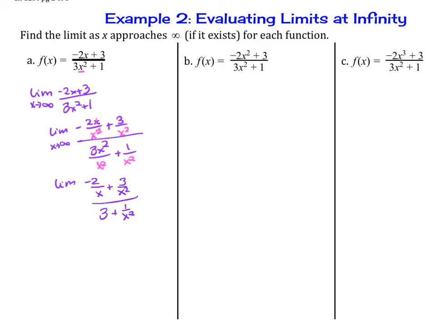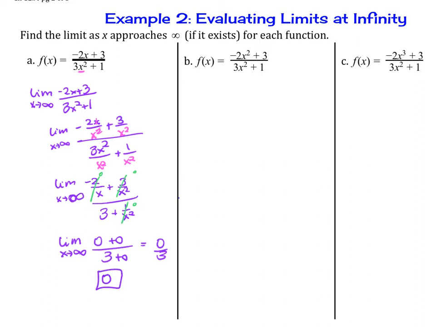Now remember that as x approaches infinity, this is going to be 0, this is also 0, and this is also 0. So now we're looking at the limit of 0 plus 0 over 3 plus 0 as x approaches infinity. And so this is just going to be 0. It's 0 over 3, which is fine. So the answer is 0.